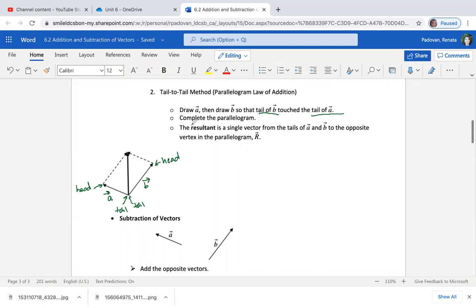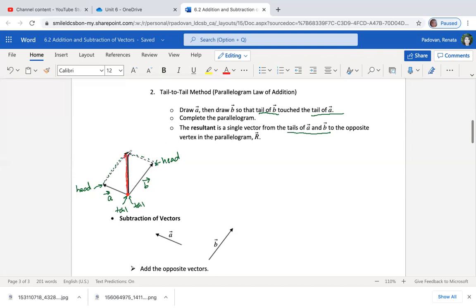So then the second bullet here, when it says complete the parallelogram, these are two sides of the parallelogram, right? So then I would add dotted lines here to complete the parallelogram, and your corner should be right where the head of the resultant is going to be. So then the resultant line, the single vector that you're going to draw, is going to start from where the tails of A and B are together. So it's going to start from, just putting it in red here, where the two tails come together to the opposite vertex in the parallelogram. So just to the opposite corner.